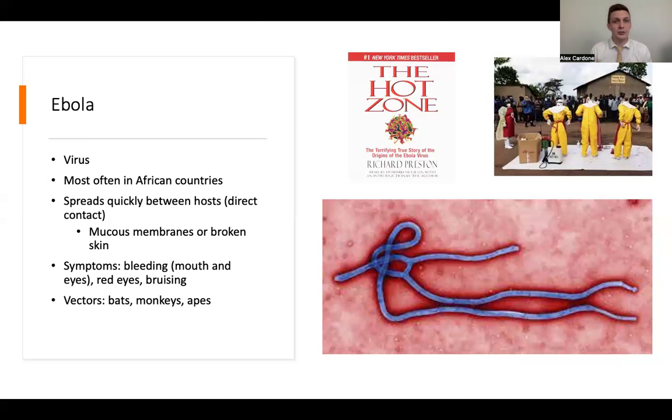So coming in contact with mucous membranes or broken skin, so again, cuts on your arm or various types of damage to your skin, or mucous membranes such as your mouth, your nose, your eyes, any of these things could cause that direct contact spread of infection. Some of the symptoms include bleeding out of your mouth and your eyes, so red eyes, bruising, as well as organ failure and ultimately death.